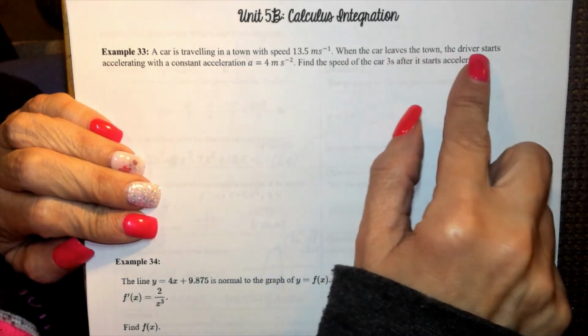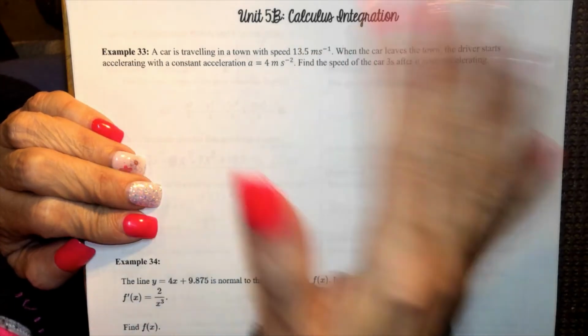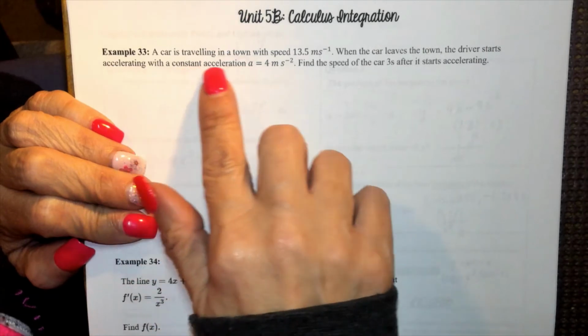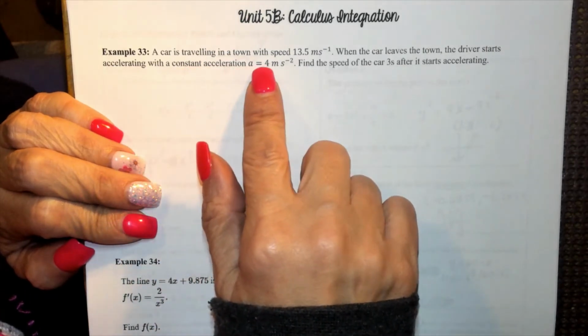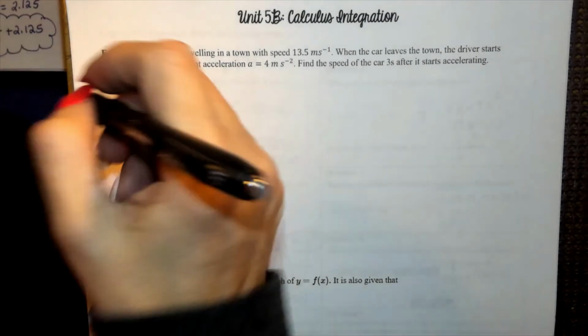When the car leaves the town, the driver starts accelerating. So as he leaves town, maybe there was a speed zone or something. He starts accelerating at a constant acceleration of a equals 4 meters per second squared. Find the speed of the car 3 seconds after it starts accelerating. Okay. So let's go back to physics, and let's remember what we know.